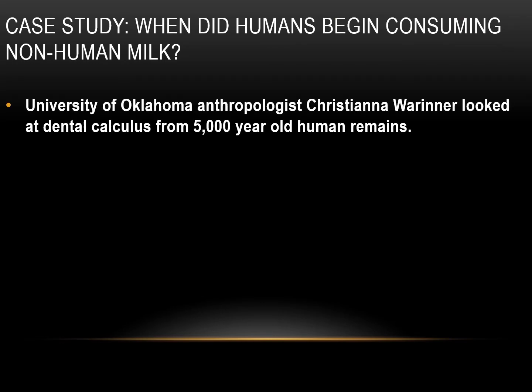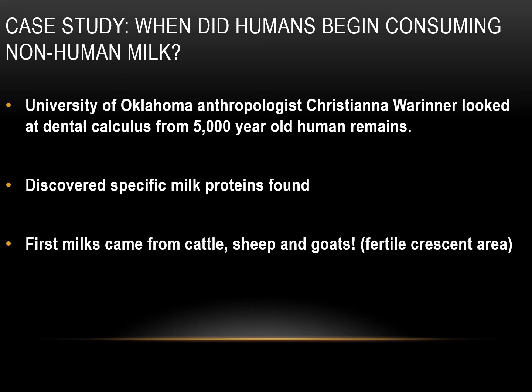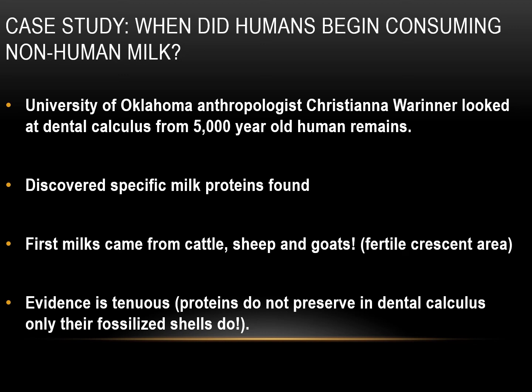We also have another case study done by Christina Warinner from the University of Oklahoma, looking at dental calculus from 5,000-year-old human remains from the Middle East. She discovered specific milk proteins, right? And she said that the first milks came from cattle, sheep, and goats from this Fertile Crescent area. I will say, though, based on my own research, the evidence for this is kind of tenuous.